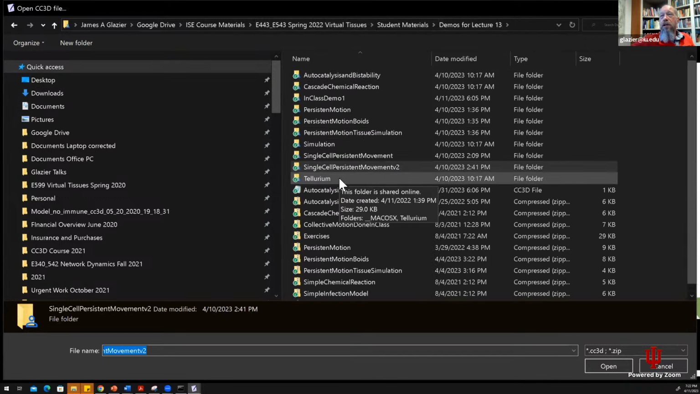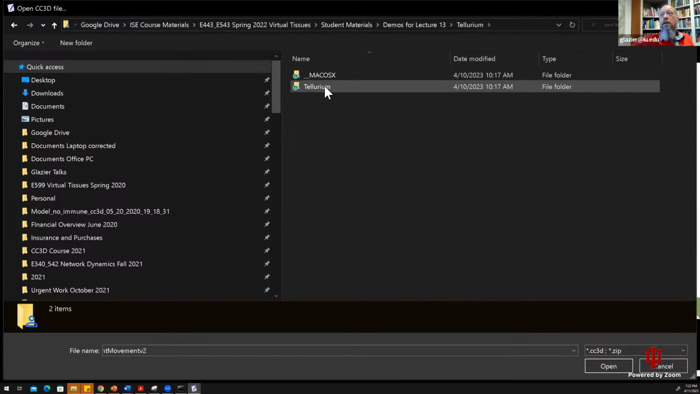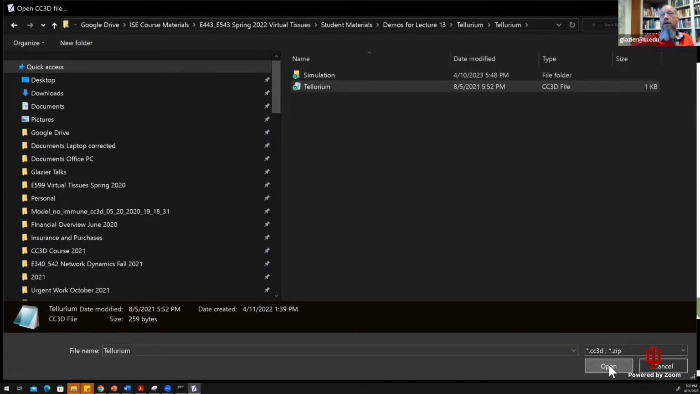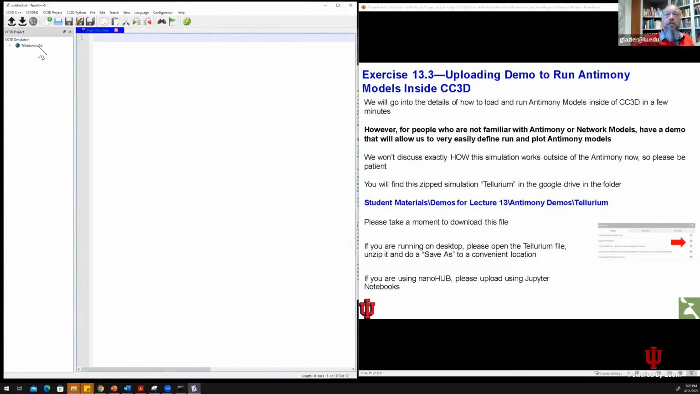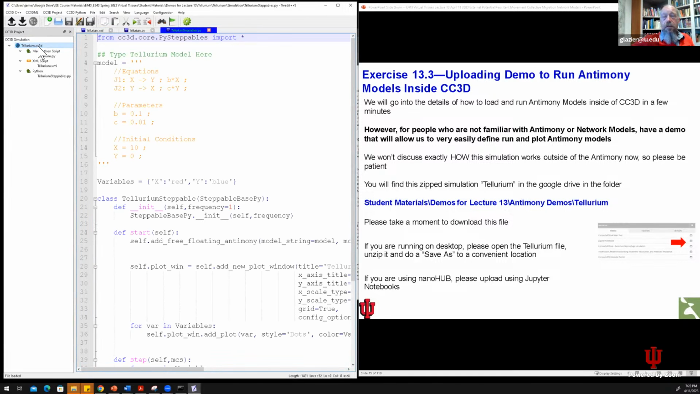Demos, lecture 13, Tellurium. For some reason, it's in a subdirectory. There we go. Okay. Please, if you need to, download the demo Tellurium from the student materials directory and get it running inside of Twedit on your computer.